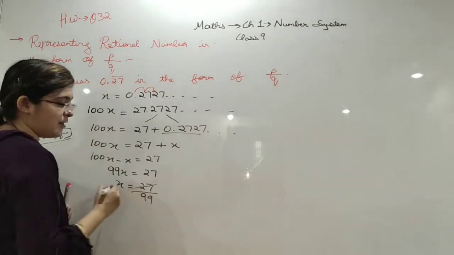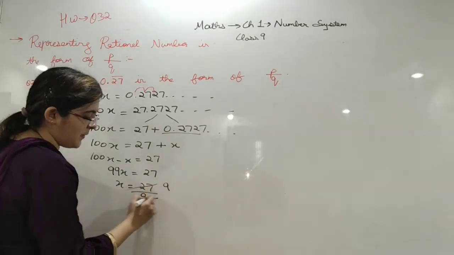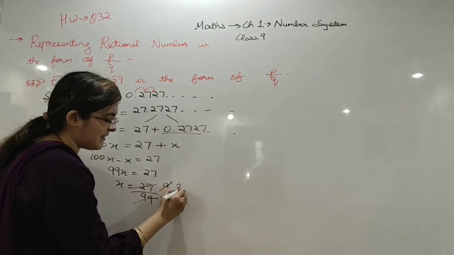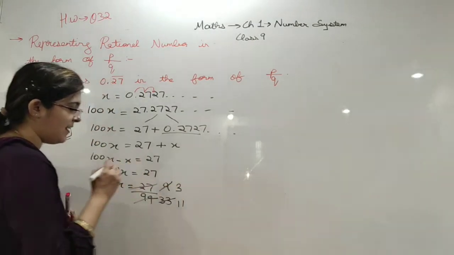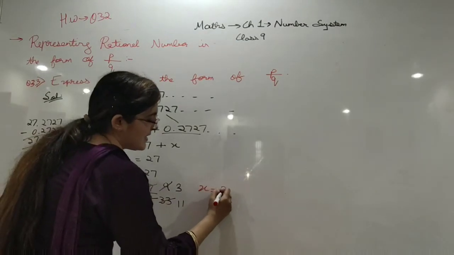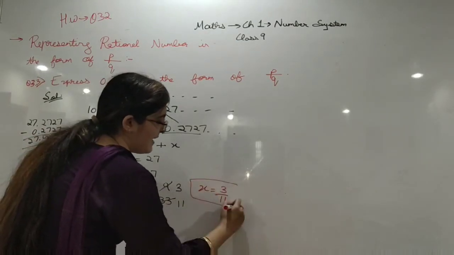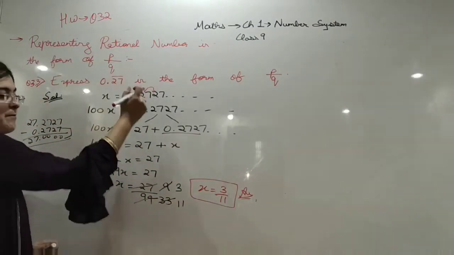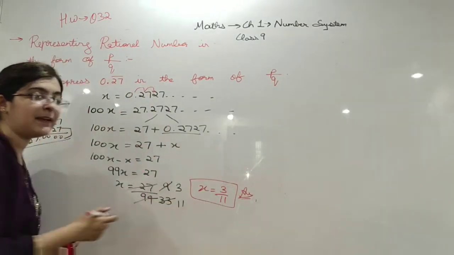It will be cancelled by 3. 3 9s are 27. 3 3s are 9. 3 3s are 9. Again 3 3s are 9. 3 1s are 3. So your final answer will be x equal to 3 by 11. So you have converted 0.27 bar in the form of P by Q.